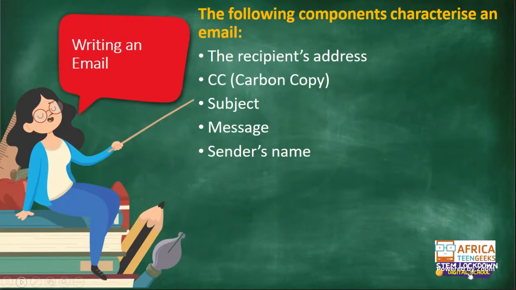Right. Okay, so let's quickly go on and look at the components that characterize an email. The first one, like I mentioned, is the recipient's address. The second one is the carbon copy. The third one is the subject. The fourth one, message. And the last one, the sender's name. So all of these 5 components make up an email that you can write down on paper. And I'm going to go through each component step by step so that you guys understand.